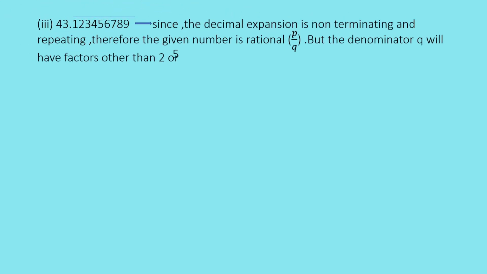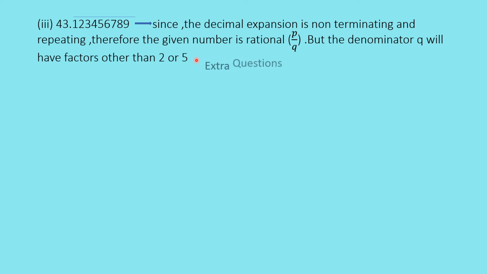Moving to question number 3, 43.123456789 with a bar. Since the decimal expansion is non-terminating and repeating, therefore the given number is a rational number of the form p upon q, but the denominator q will have factors other than 2 or 5.